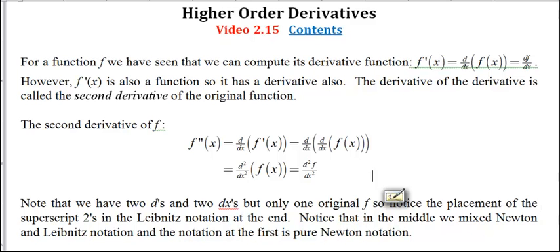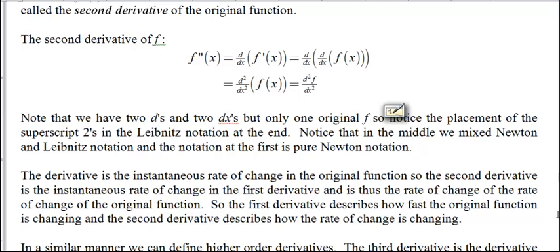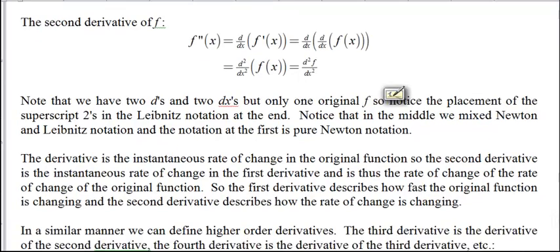But basically we just take the derivative of the derivative for this first derivative. So remember, the derivative is the instantaneous rate of change of the original function, so the second derivative is the instantaneous rate of change of the first derivative. So the first derivative describes how fast the original function is changing. The second derivative describes how fast the rate of change of the original function is changing.